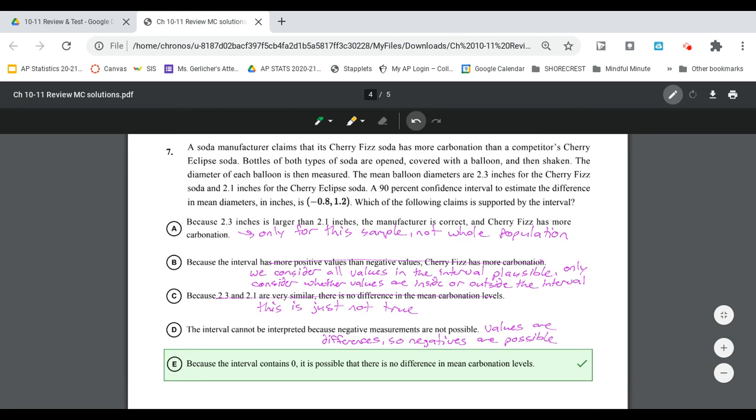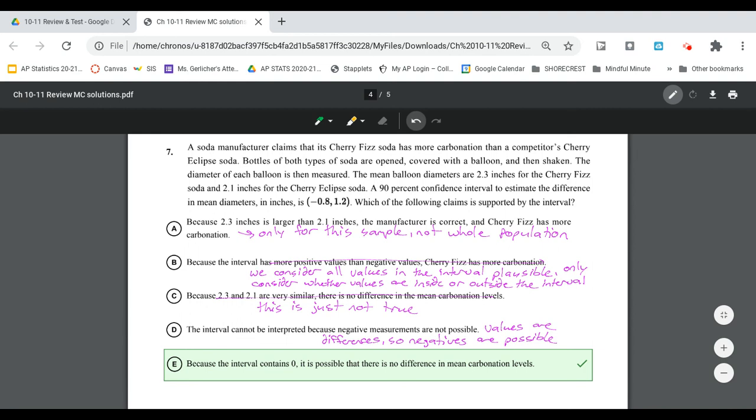Okay, so for 7, 7A is only talking about the sample. It's a true fact, but that is talking about the difference between the two samples. It's not describing anything about the population beyond those particular samples we have. B is a little bit hard to understand because your intuition is like, well, there were more positive values than negative values, so it makes you feel like maybe that's more likely. Long story short, it's just not that simple. That involves much bigger probabilities.